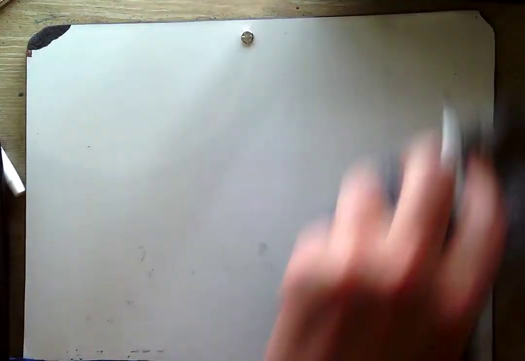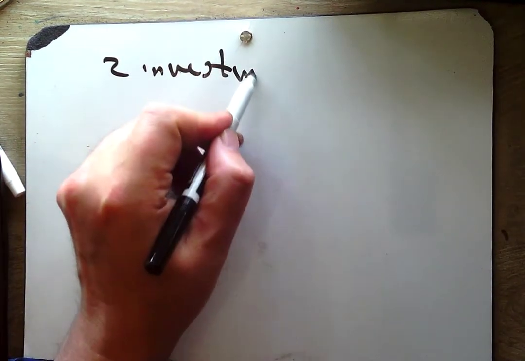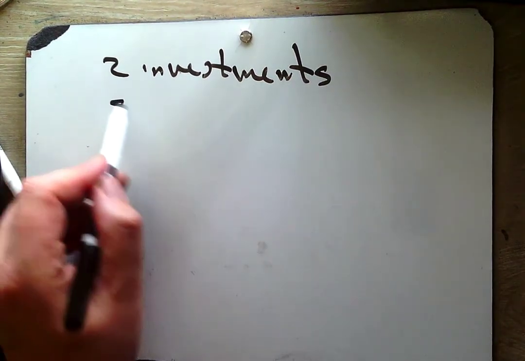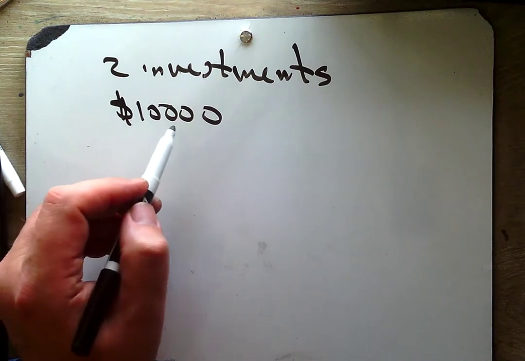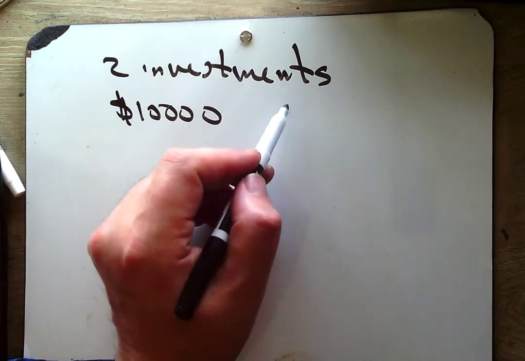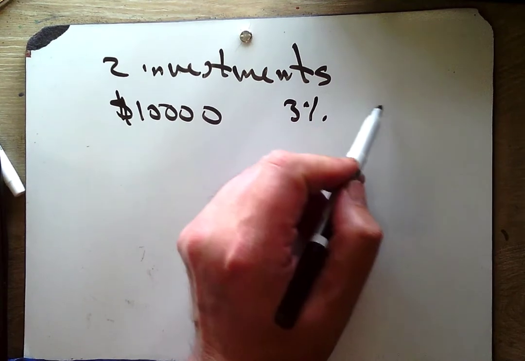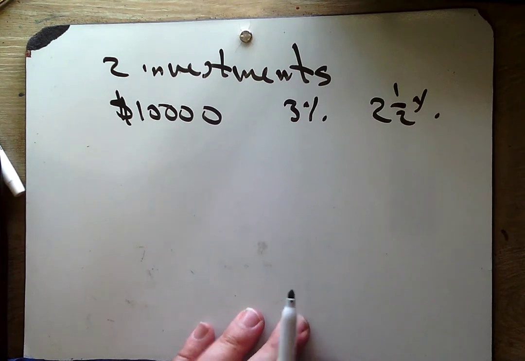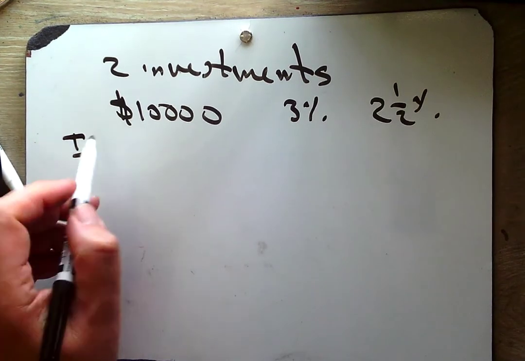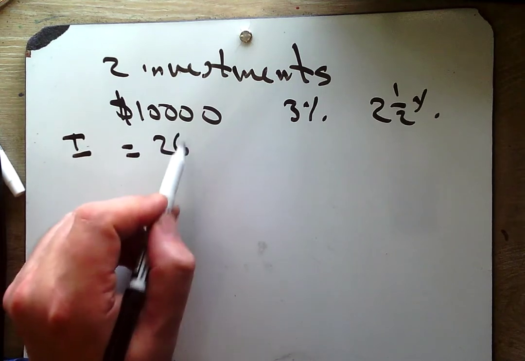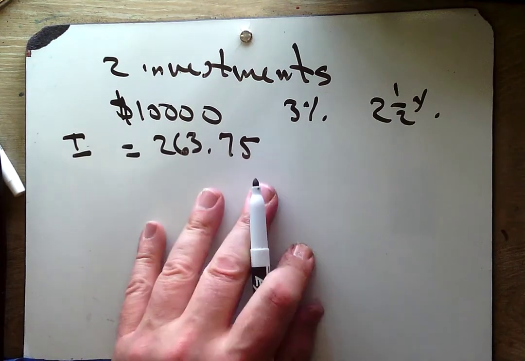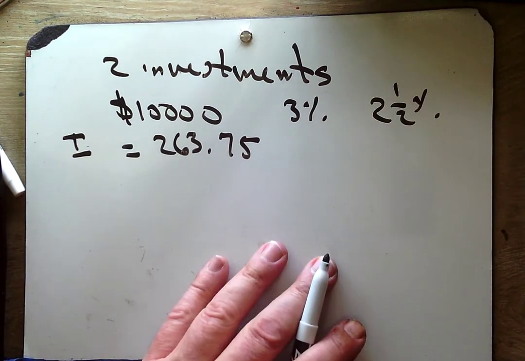Well, here's one for you. Modeled on the same, this will be our last problem. You've got 2 investments, or you want to spread this money you have into 2 investments. You've got a total of $10,000. And one of the accounts gets 3% interest, and the other account gets 2.5% interest. The total interest for the year should be $263.75. So first write the system, and then come back.